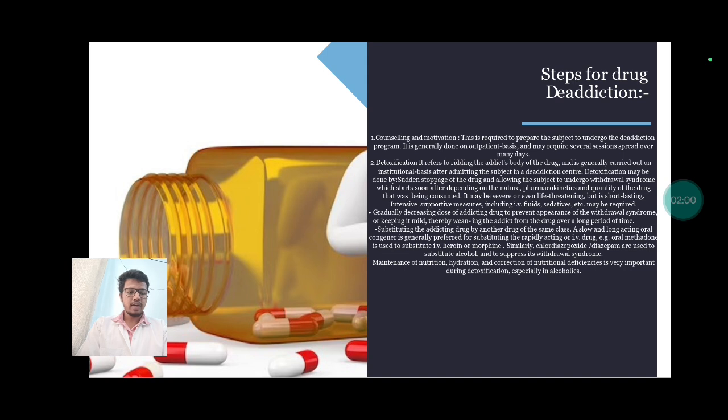Gradual decreasing dose of the addicting drug to prevent appearance of withdrawal symptoms or keeping it mild, thereby weaning the addict from the drug over a long period of time. Substituting the addicting drug by another drug of the same class. A slow and long-acting oral congener is generally preferred for substituting the rapidly acting or IV drug. Example, oral methadone is used to substitute IV heroin and morphine.